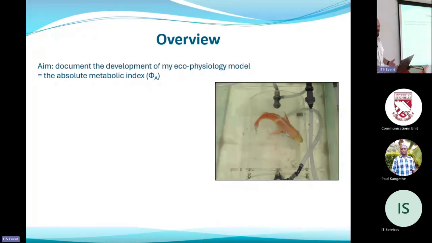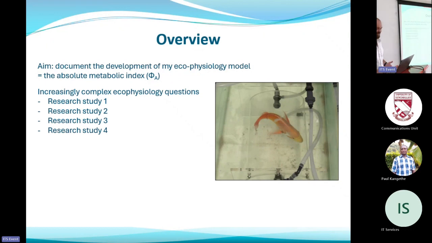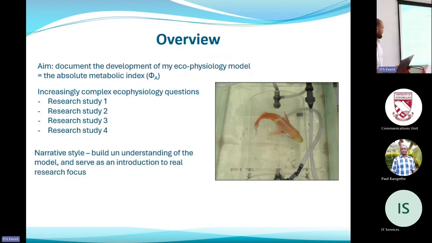I understand that this is a broad audience and it's a pretty complex thing. So I thought that the best way to showcase the development of this model was to highlight four research studies in increasing complexity over time. And that will hopefully show you the thought process towards developing this model.